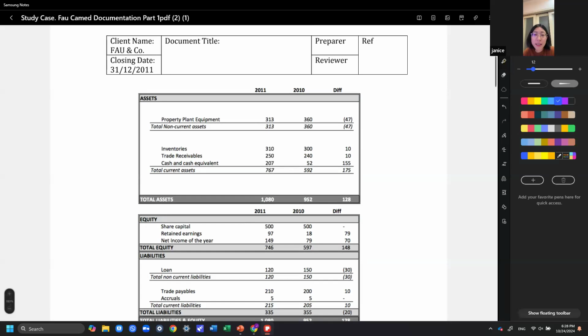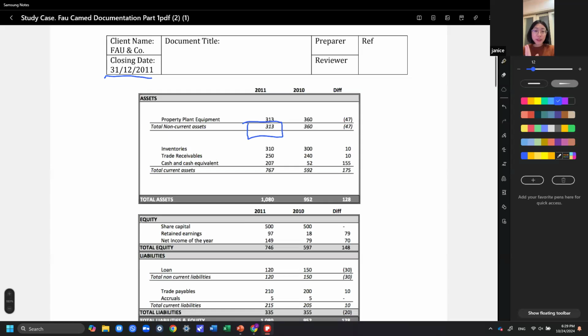All right. So today we're going to be focusing on, since our closing day is 31st December 2011, and we're looking at the non-current asset. So the number that we're focusing on is the total non-current asset, which is $313,000.